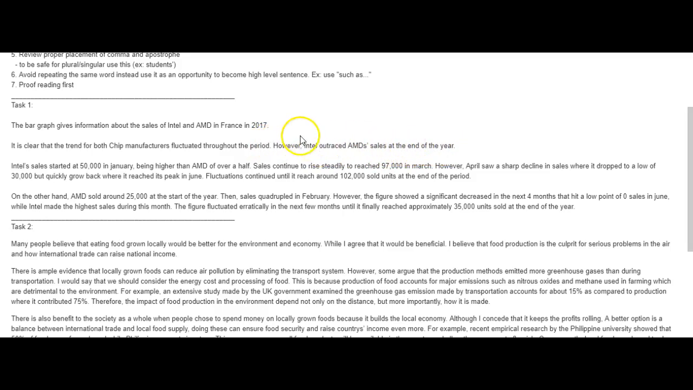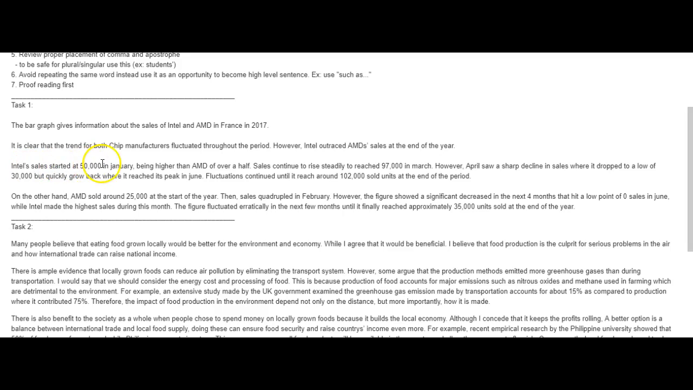All right, that's fine. I'm not really crazy about this word outraced. You could have said Intel outsold AMD throughout the year, okay? Because when you look at their figures in total, it does look like Intel has a little advantage over AMD. So that would have been a nice way to say it, that Intel outsold AMD throughout the year.